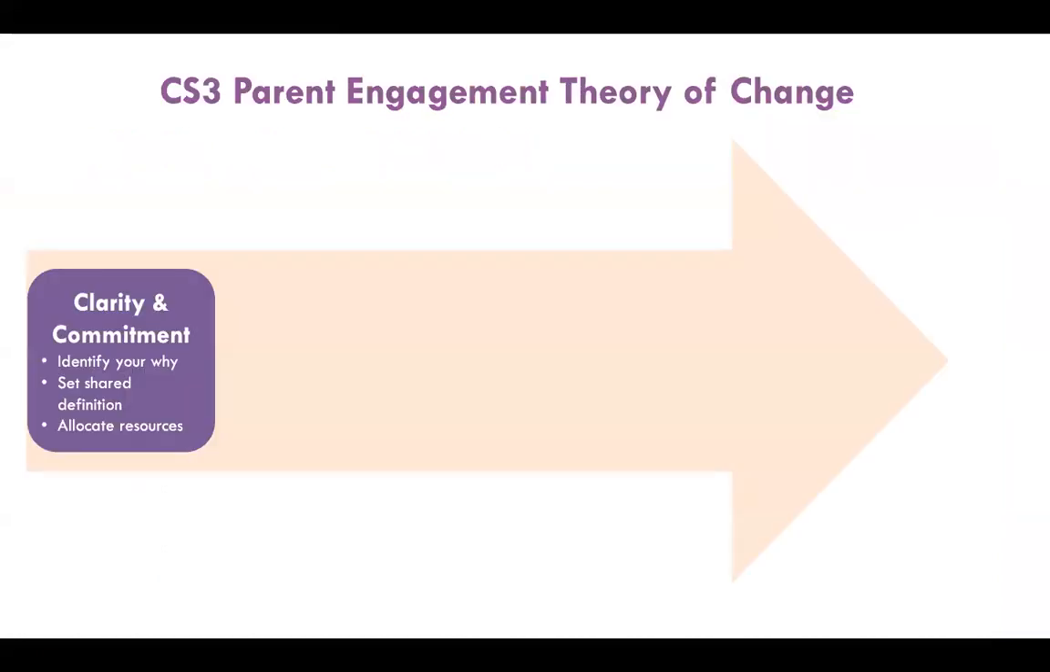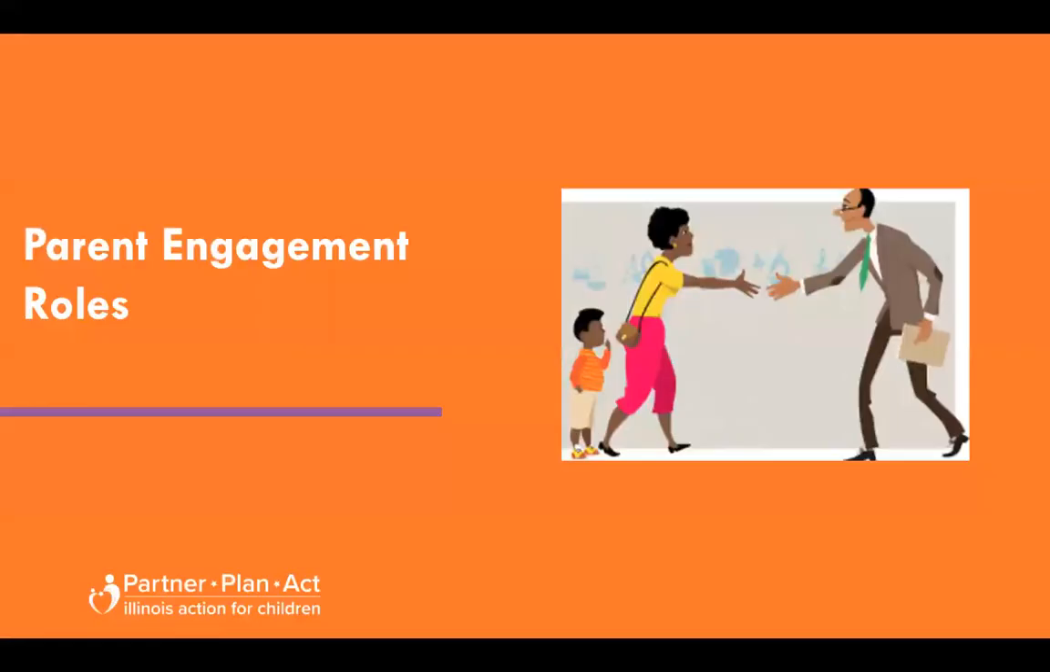To recap, in this section, we went through the steps involved in establishing clarity and commitment for parent engagement. It's important to know why parents are being engaged and ensure they are engaged in a way that aligns with the intended outcomes and available resources. The next step on the theory of change are opportunities for engagement.